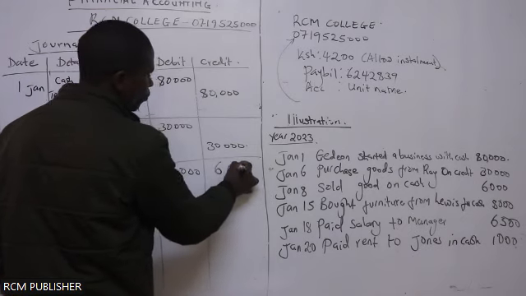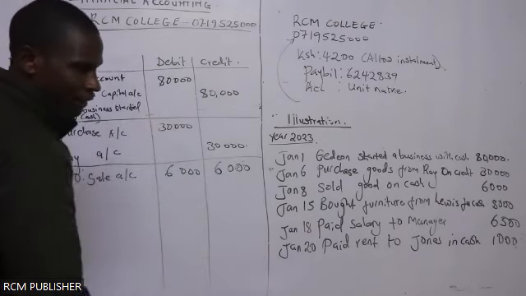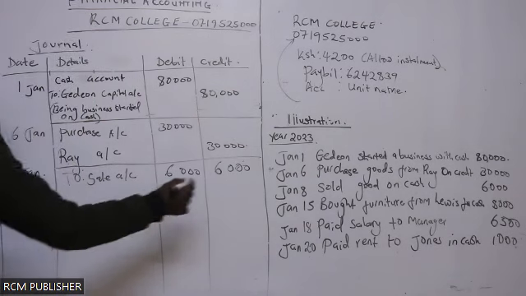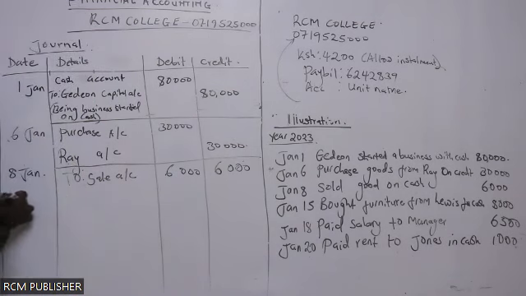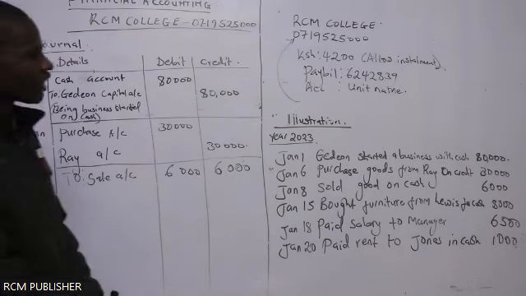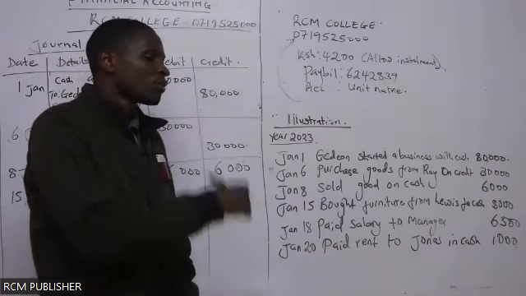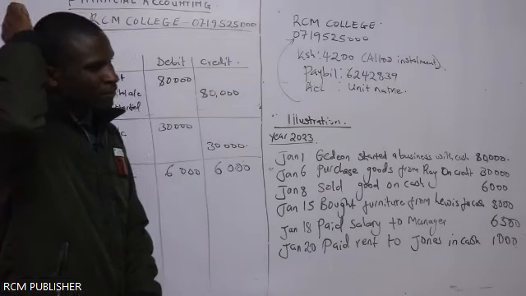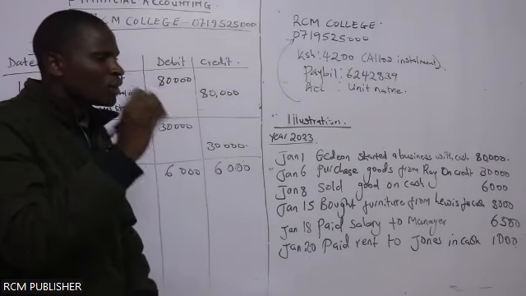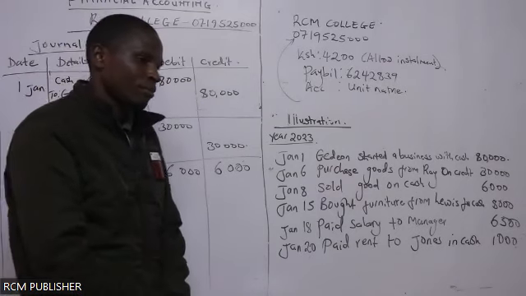We have sold for cash. Then we go to the other part. On Jan 15, what happened? 15 Jan, we bought furniture from Lewis for cash. Bought furniture from Lewis for cash. Which account do we debit? Which account do we credit?